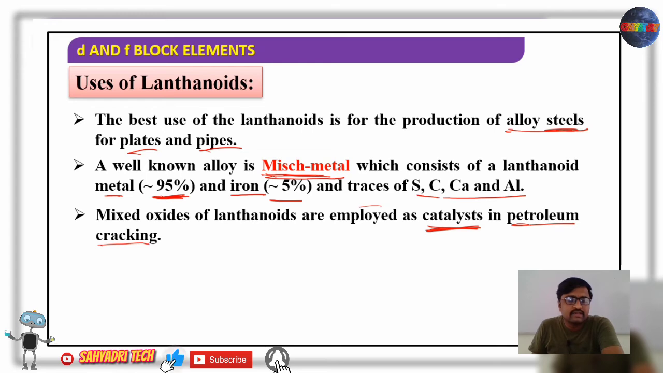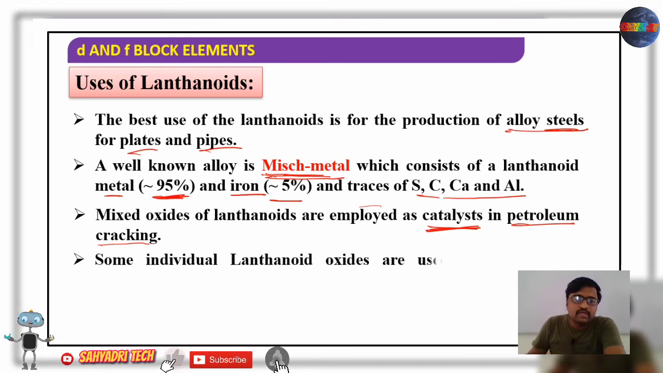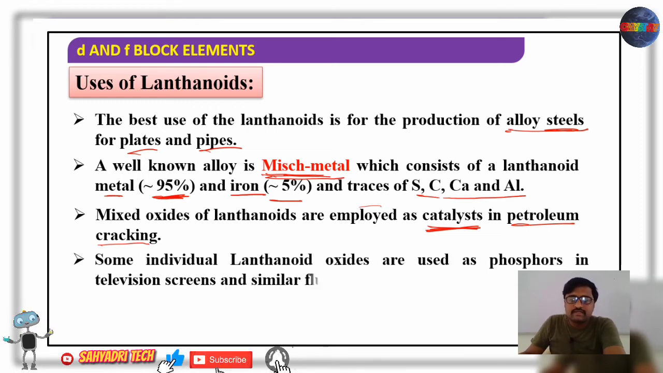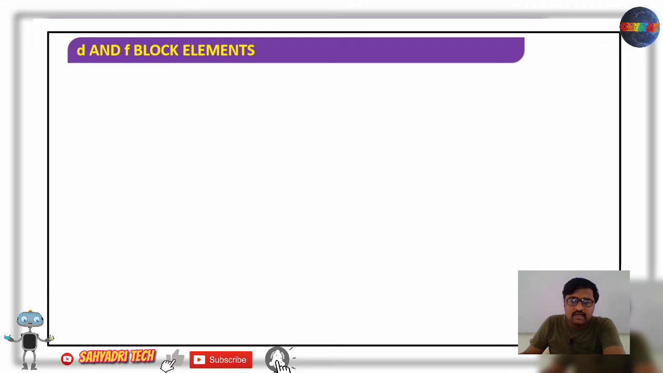It is a conversion of higher hydrocarbons into lower hydrocarbons, right? That is breakdown of a hydrocarbon, simply if you want to say. So mixed oxides of lanthanides are employed as catalyst in petroleum cracking, right? Well, then some individual lanthanide oxides are used as phosphors in a television screen and similar fluorescing surfaces. Okay, to develop color pattern in television screen, some individual lanthanide oxides are used.